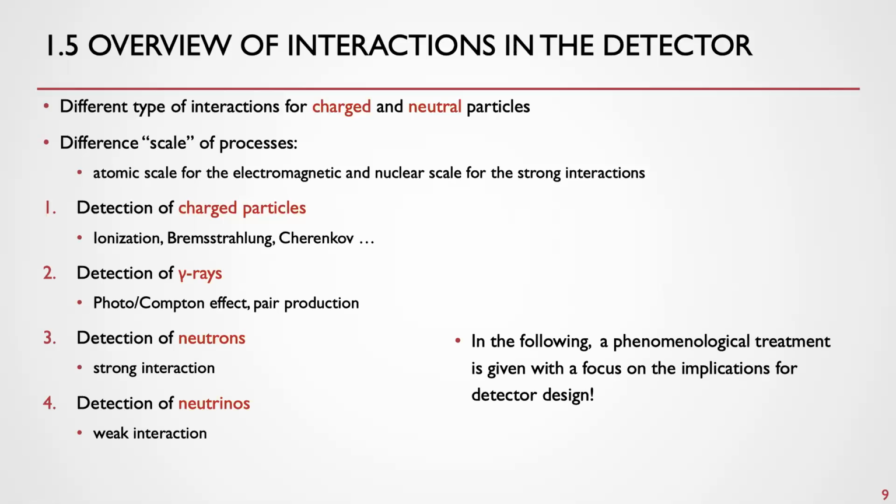And then neutrinos, the weak interaction we already discussed, is very difficult. Either large detector volumes or high fluxes. Whatever happens, the neutrino will make one interaction, then will disappear, and you will record secondary particles. For example, an electron or a hadronic particle that it kicks out. And then you measure these and you're back to cases 1, 2, 3. Now in the following, we'll give a phenomenological treatment of the detector interactions with a focus on the implications for detector design.